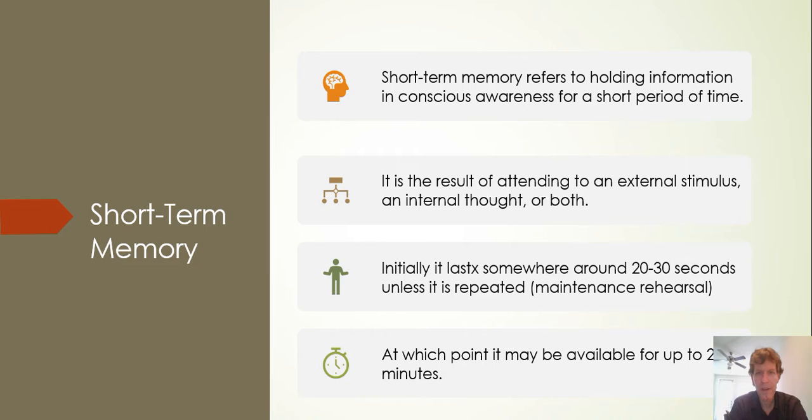Then once it passes through sensory memory, it enters into short-term memory, sometimes also referred to as working memory. Short-term memory refers to holding information in conscious awareness for a short period of time. It is the result of attending to an external stimulus, an internal thought, or possibly both. Initially, it lasts somewhere around 20 to 30 seconds, unless it is repeated because of rehearsal, for instance. And you can rehearse your short-term memory so that you're able to hold information in short-term memory for longer periods of time, at which point it can be available for up to 20 minutes with rehearsal.